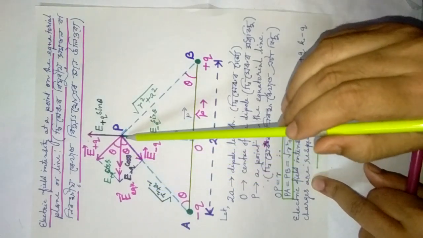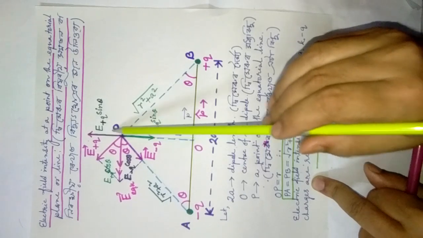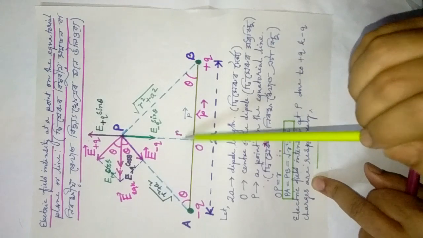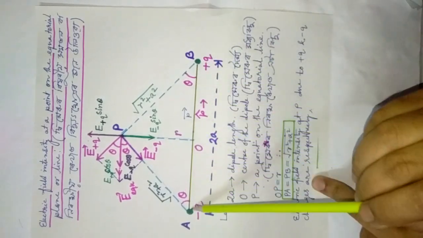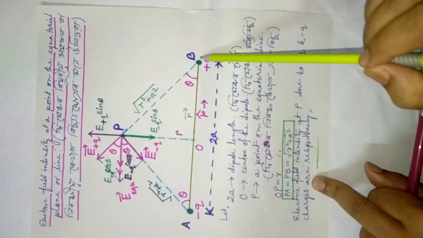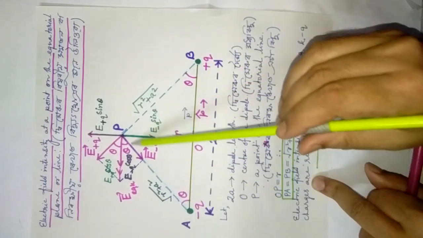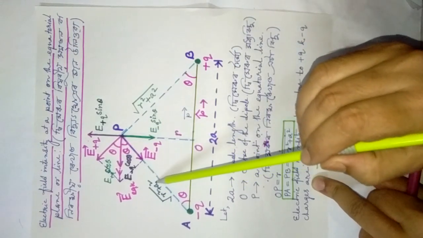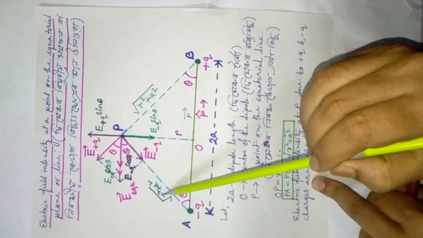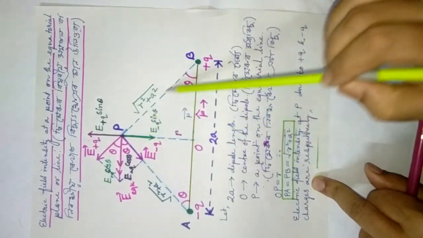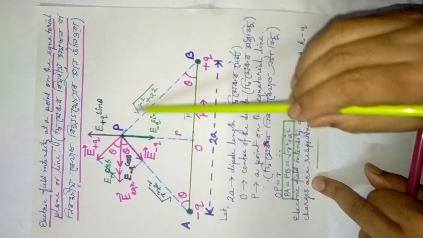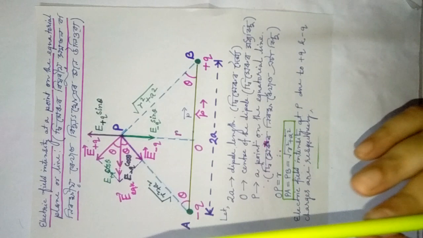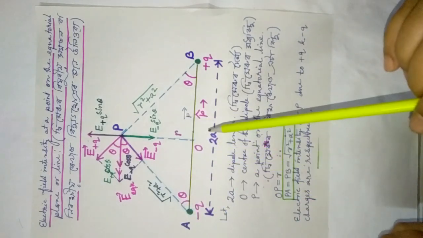Now let us consider the distance between any point P on the equatorial line and the center of the dipole. Since this is twice a, AO is equal to a, OB is equal to a. That means what is the distance AP? Hypotenuse, that is root over r square plus a square, or you may write r square plus a square to the power half. This length PB is also root over r square plus a square. Okay, I think the diagram is clear. If you haven't understood, repeat the video once more and you can understand it.